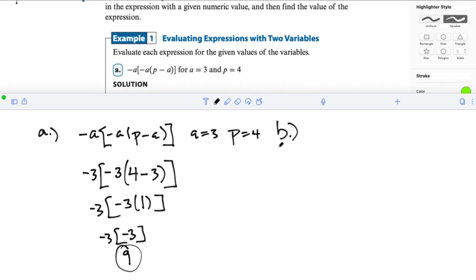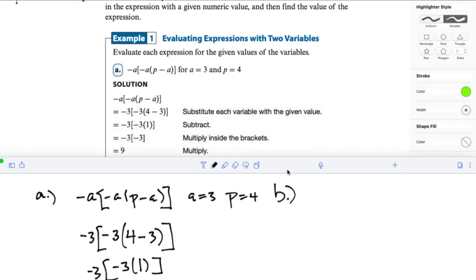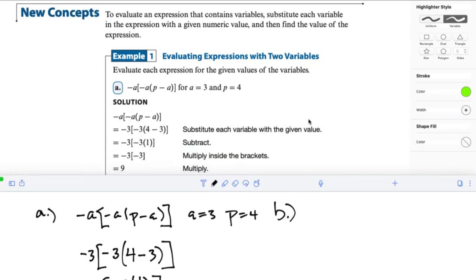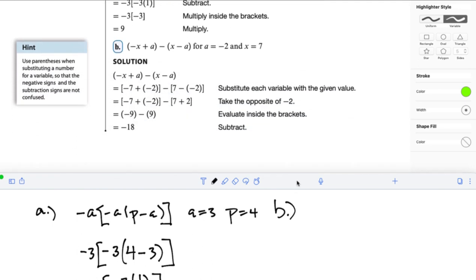Make sense? Hopefully so. We're going to do part B. Let's see what we got. Let's scooch this down a bit. We get 9, and here's part B. Let me give us some space.